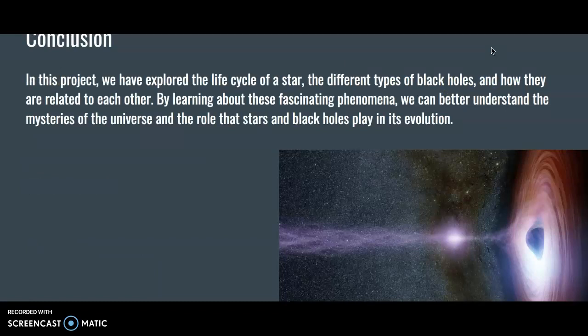So, in conclusion, we have explored the life cycle of a star, the different types of black holes, and how they are related to each other. By learning about this fascinating phenomenon, we can better understand the mysteries of the universe and the role that stars and black holes play in our evolution.